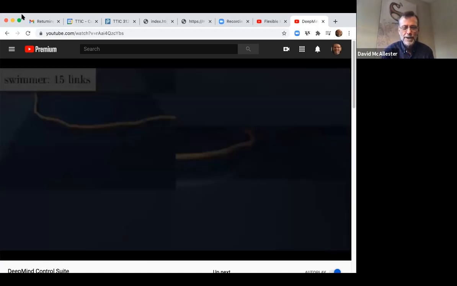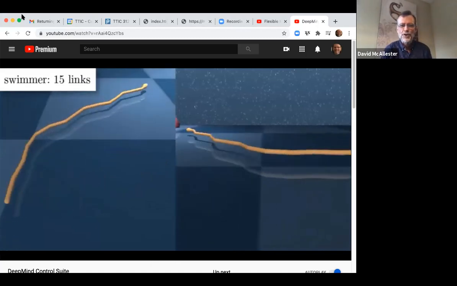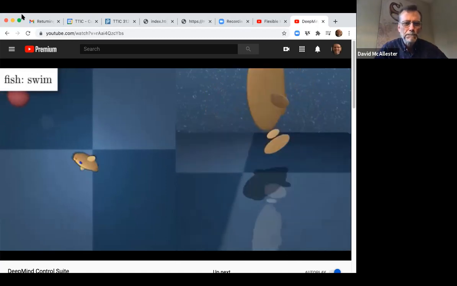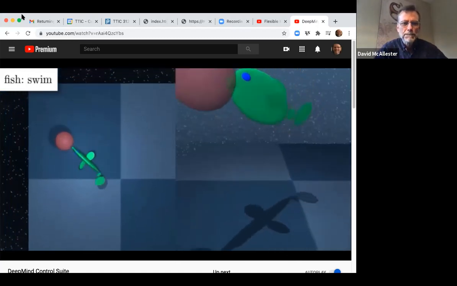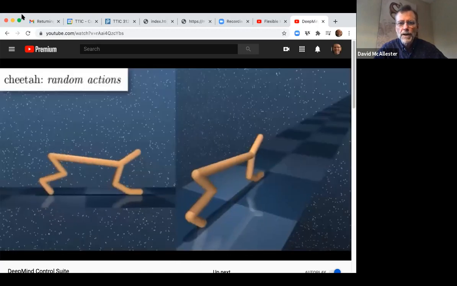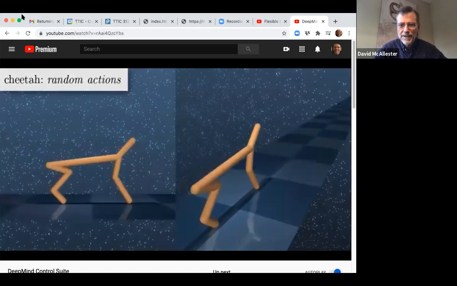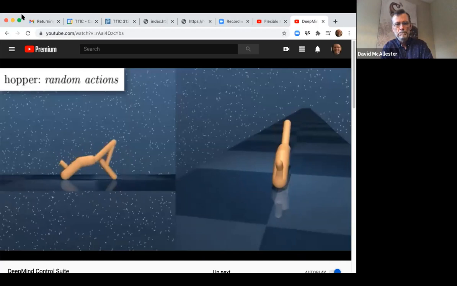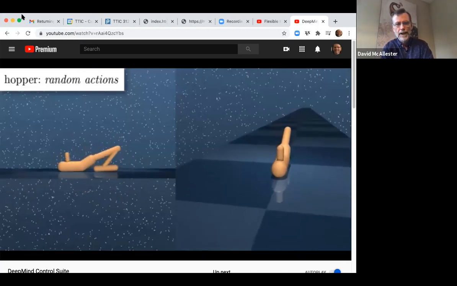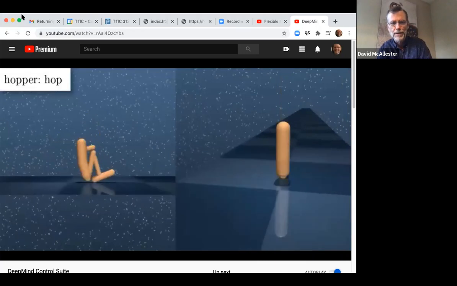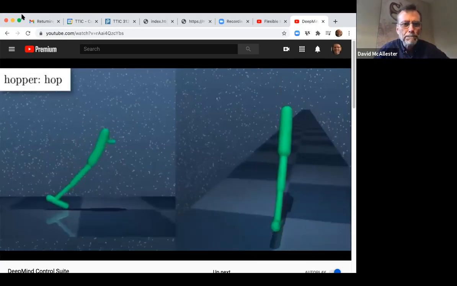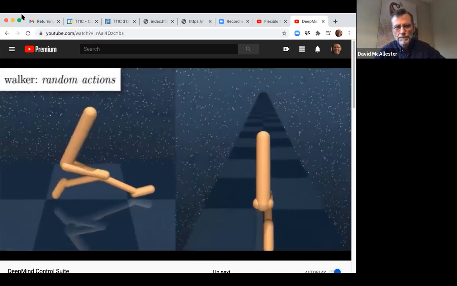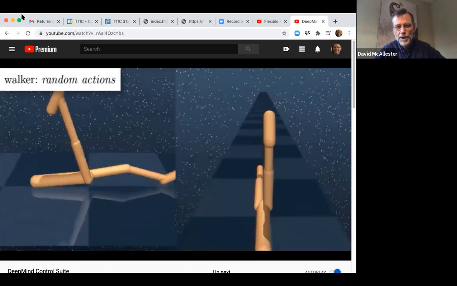This one is unfortunately a little suggestive. This is called the swimmer. So again, this is all differentiable actions, so you're just doing gradient descent on the reward. You're taking the gradient of the reward with respect to the differentiable actions. We're seeing random motion and then after training.